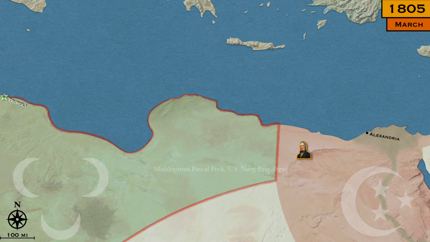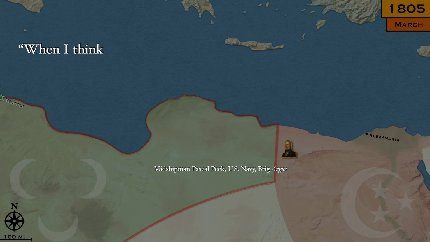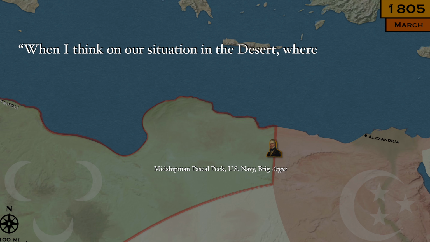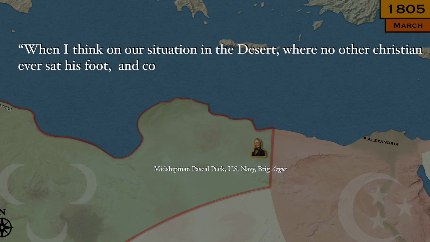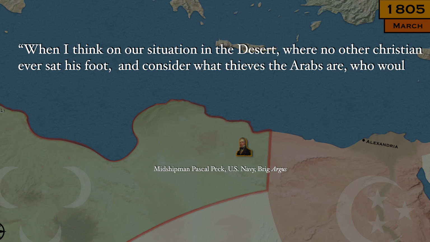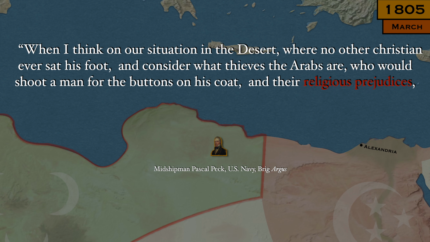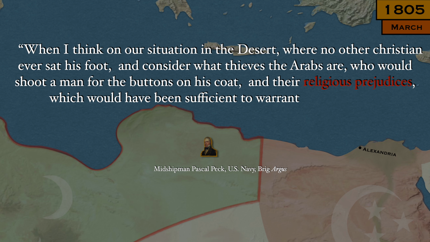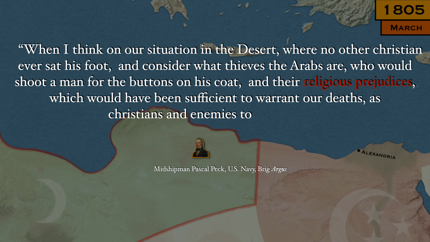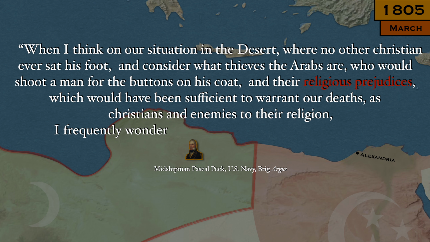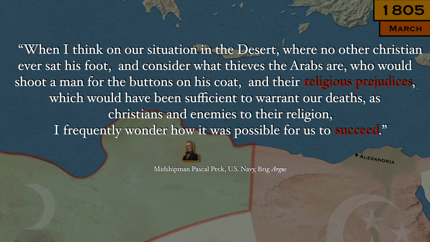Pascal Peck, the Navy midshipman on the journey, wrote, quote, "When I think of our situation in the desert, where no other Christian has ever set foot, and considered what thieves the Arabs are, who would shoot a man for the buttons on his coat, and their religious prejudices, which would have been sufficient to warrant our deaths as Christians and enemies of their religion, I frequently wonder how it was possible for us to succeed."